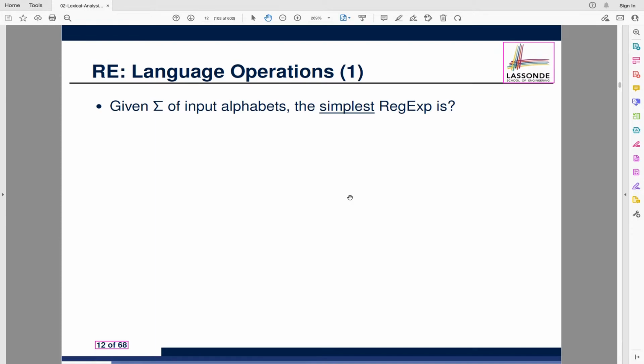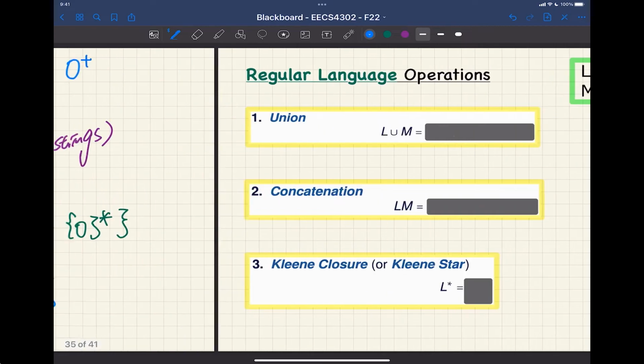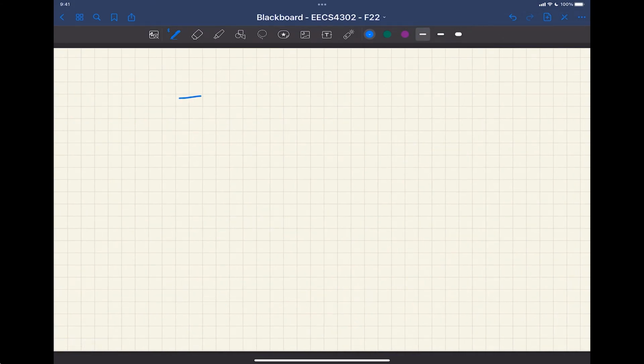Do you guys know what the answer is? Let's say I have an alphabet, 0 and 1. What would be the simplest regular expression to write out of that alphabet? Let me make it more precise, in case you don't understand exactly what I'm asking. Let's say the alphabet is 0 and 1. What would be the simplest regular expression to write, simplest in the sense that it's the shortest? Let's let Henry let us know.